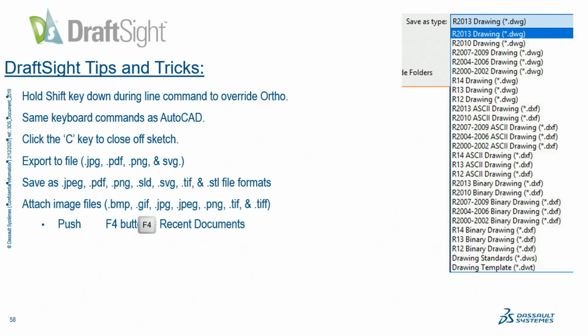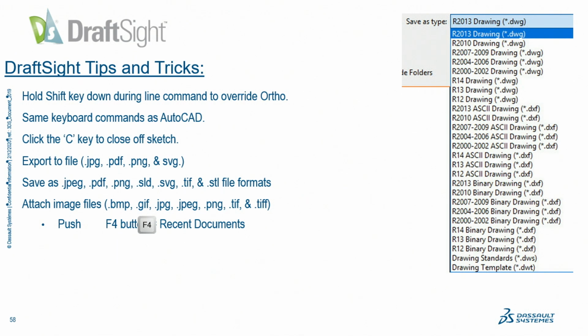Okay? DraftSight tips and tricks, just some of them I just kind of thought of. Hold the shift key down when the line command moves. So this is very similar to when you're sketching inside SolidWorks. Remember when your relations come on and you want to override them? You can hold the shift key down and it turns your ortho off temporarily. Same keyboard commands as AutoCAD, just remember that.